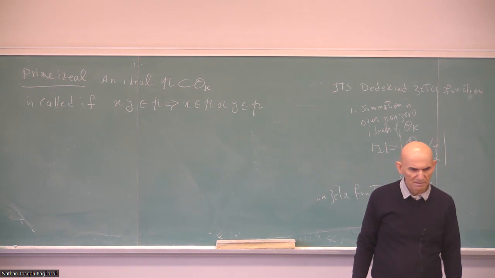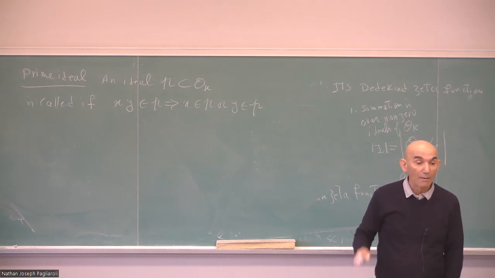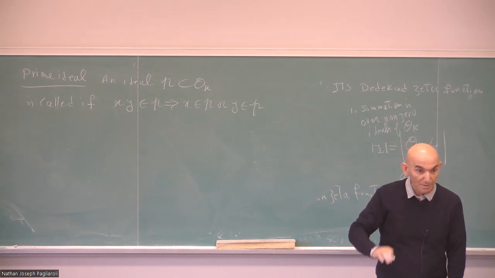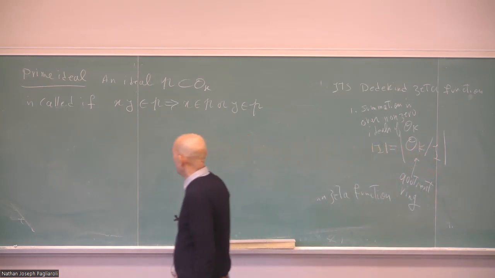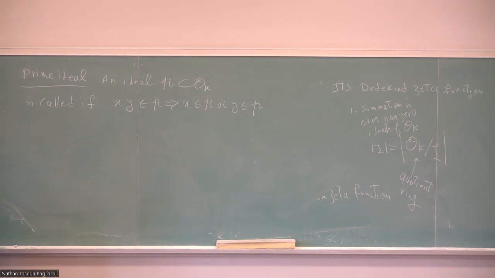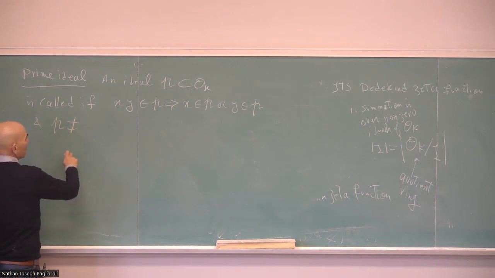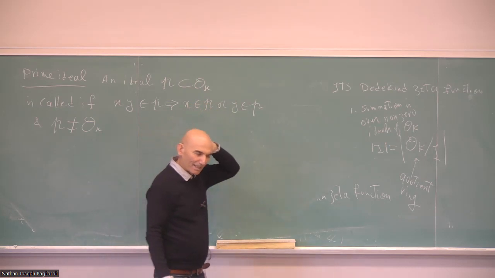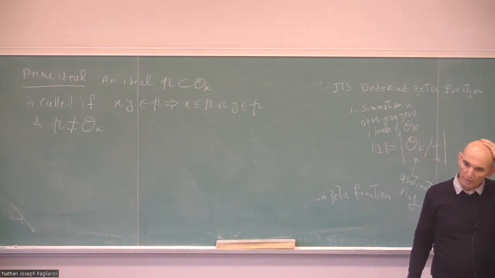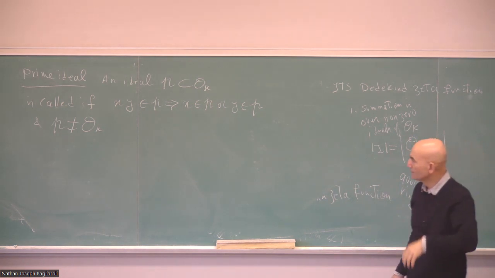Is that everything? And P should be, means what? Can it be 0? For integral domains, that's okay. So let me at least put it like this: P should be different from O_K itself. Because certainly for the whole ring, it's true that xy belongs. About 0, we don't exclude 0, because for an integral domain, 0 is a prime ideal, in fact. Okay, so this is a prime ideal.